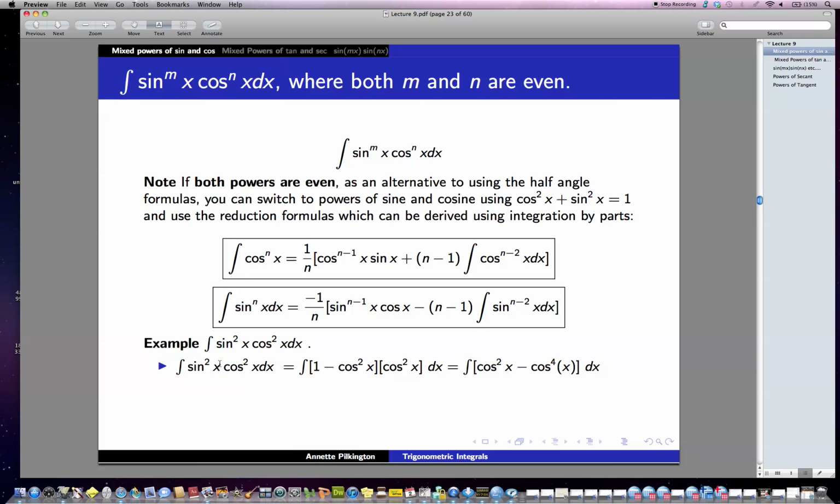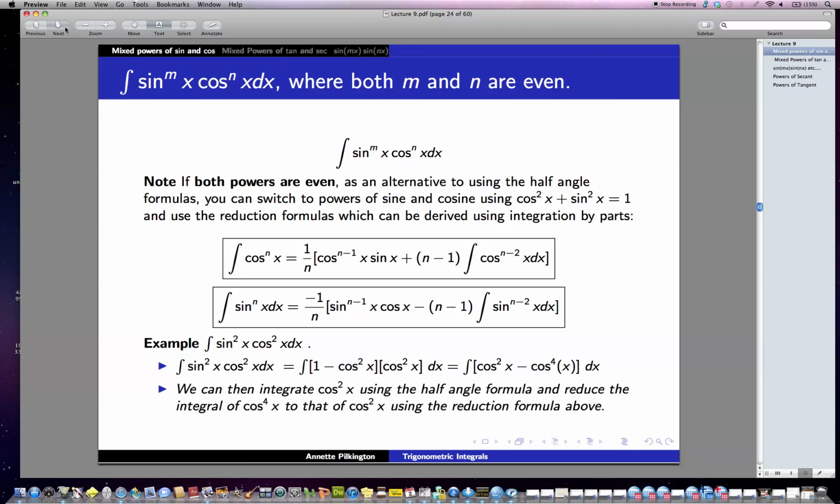By converting the sine squared to 1 minus cosine squared, then I'm integrating even powers of cosine, and I can use this formula to reduce all of these even powers by 2 until I get to either cosine to the 0 or cosine to the 1.